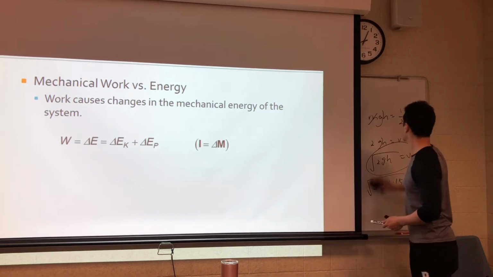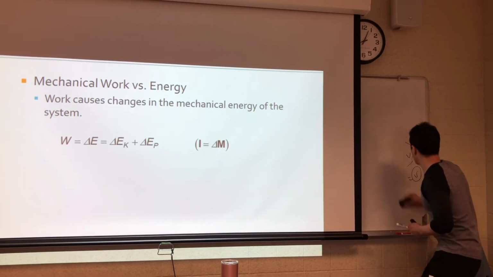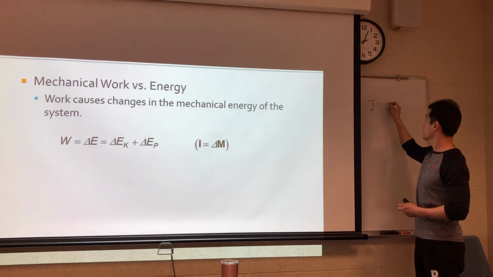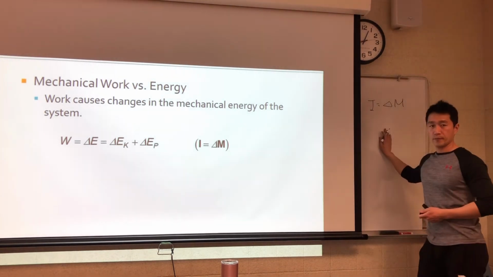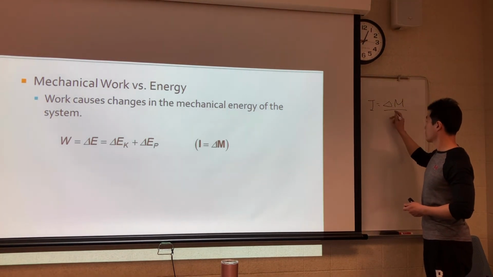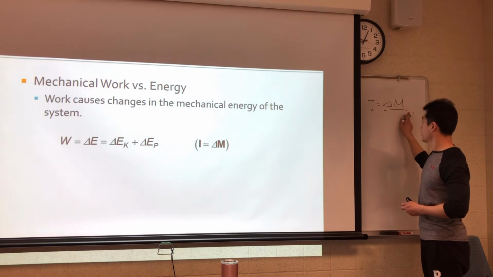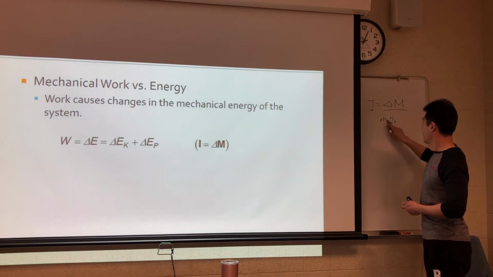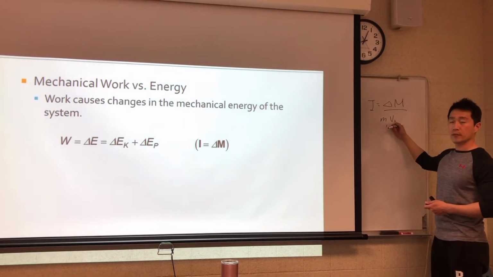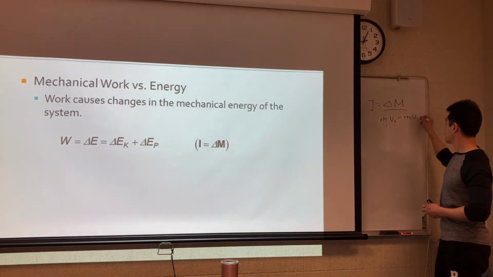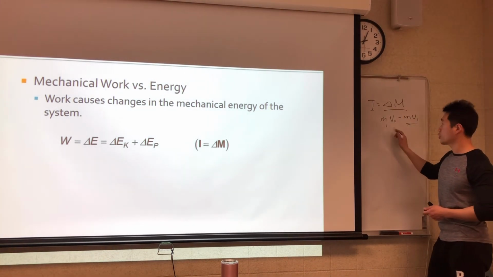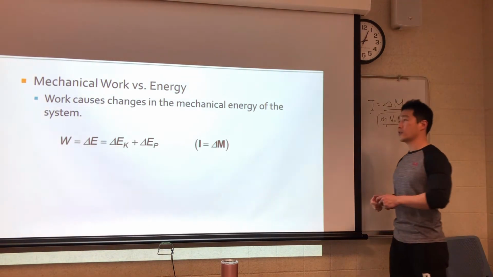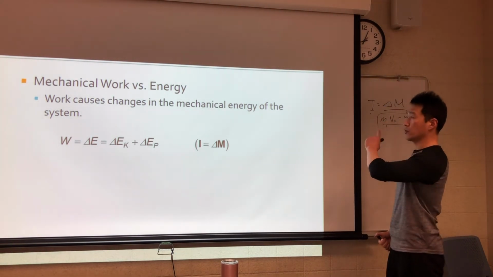So as you learned, impulse causes change in linear momentum. So change in linear momentum means the final linear momentum minus the initial linear momentum. It's a change in linear momentum. Impulse causes change in linear momentum. Same thing, very similar concept to this one.